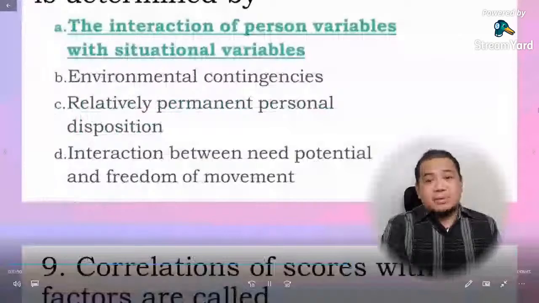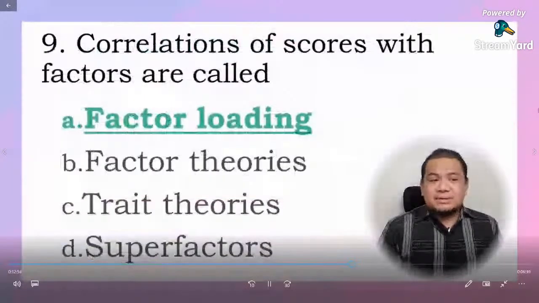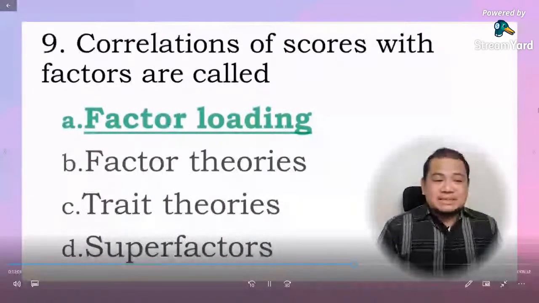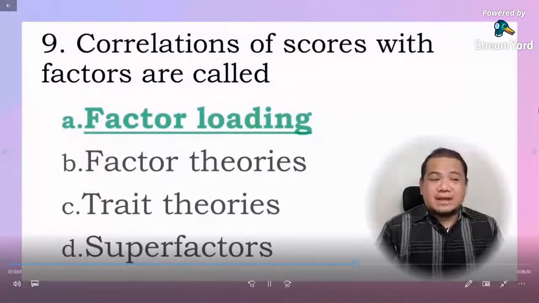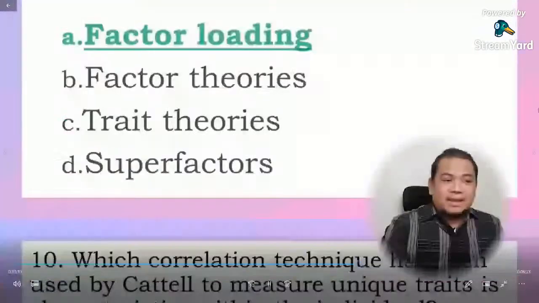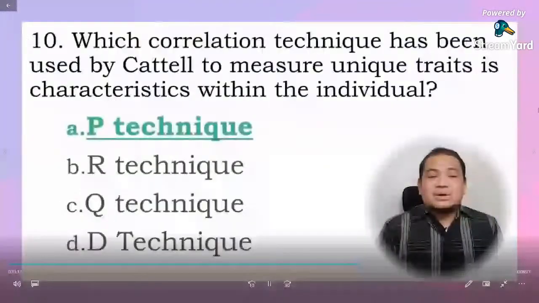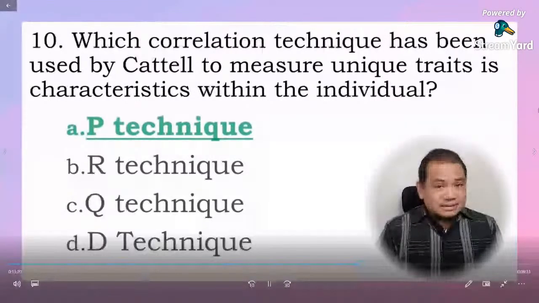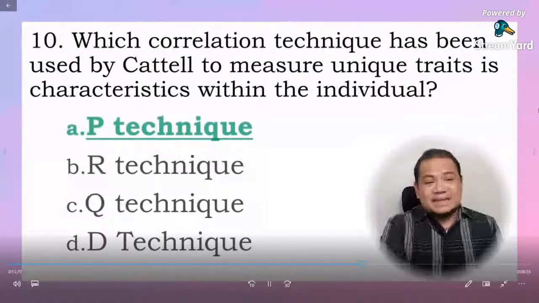Number 9, correlations of scores with factors are called letter A, factor loading. The extent to which each individual score contributes to the various factors, correlation of scores with factors, are called factor loading. Number 10, which correlation technique has been used by Cattell to measure unique traits characteristic of the individual? The answer, it's letter A, P technique.